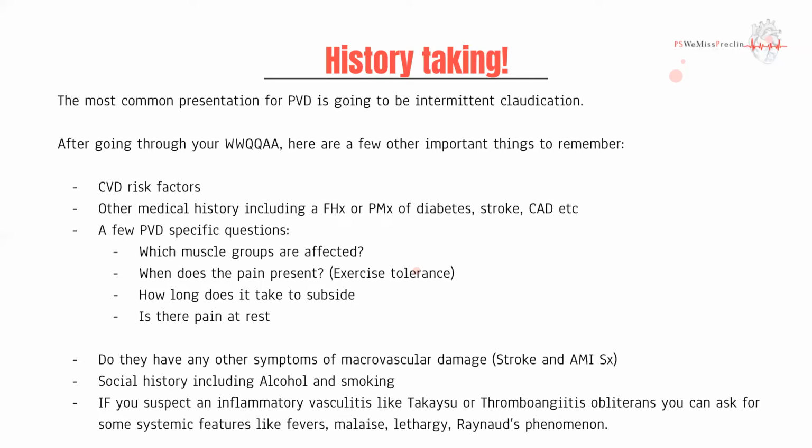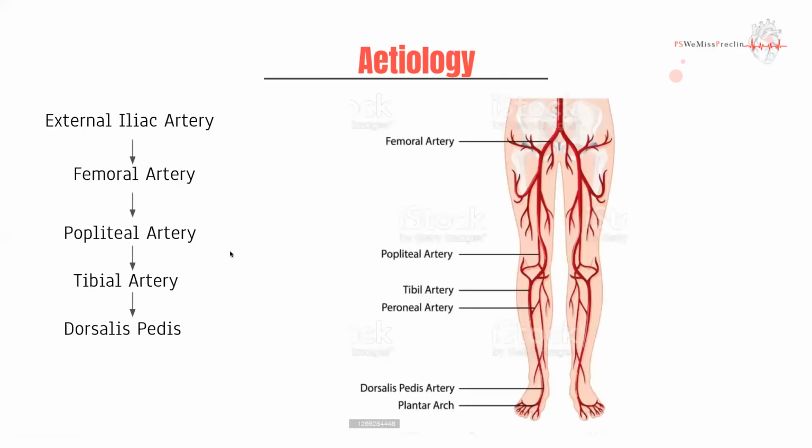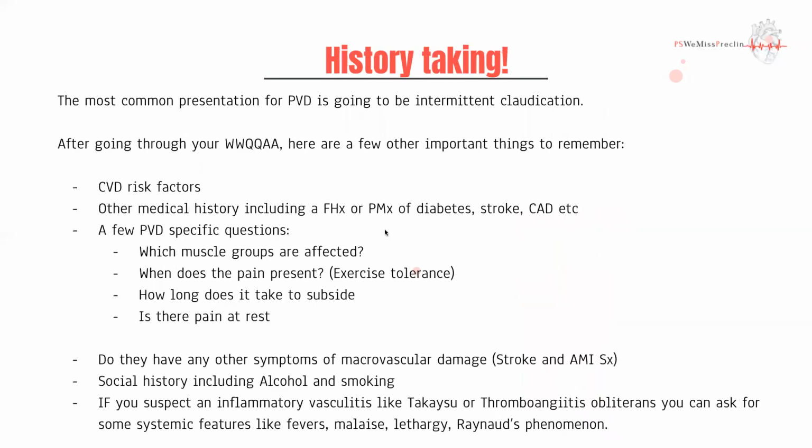But it's also good to ask which muscles are being affected, as I mentioned earlier. Is it their calves? Is it their thighs? Is it their buttocks? Because that can give us a good idea of where the primary stenosis is. For example, if you have a stenosis at the level of the popliteal, you're going to have pain in the muscle groups below this. I think that makes sense, because obviously, if the blockage is here, anything beyond this is going to be affected, right? You're not really going to have pain in your gluteal region or your quads because the blood supply to those regions is still intact. So that's a really good tip.